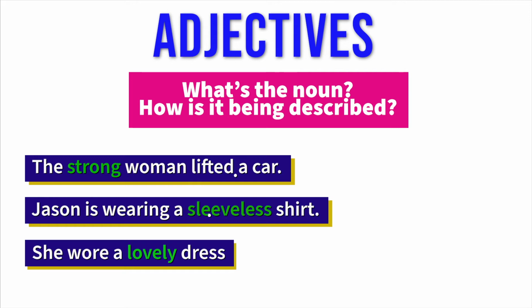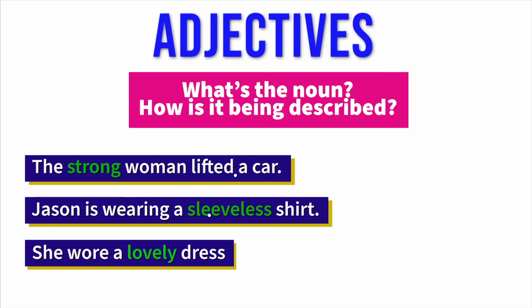Jason is wearing a sleeveless shirt. Okay, what is the main noun in that sentence? Well, we could say shirt or we could say Jason, but we're not just looking for nouns, we're looking for an adjective. Okay, so we have to find a word that is describing one of the nouns. Okay, so sleeveless shirt. Yes, the word sleeveless is the adjective in that sentence because it's describing what the shirt looks like. Sleeveless.